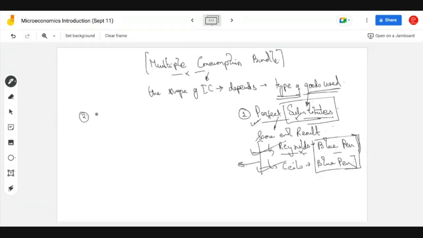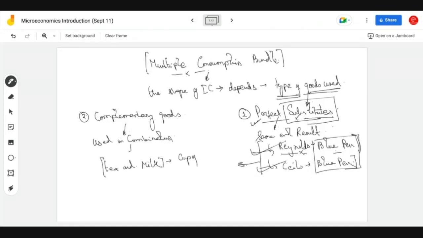Second is your complementary goods. Goods which are used in combination. So, what are the examples? Let's say tea and milk. To produce a cup of tea, we need to use both tea and milk together. So that's why they are used in combination.